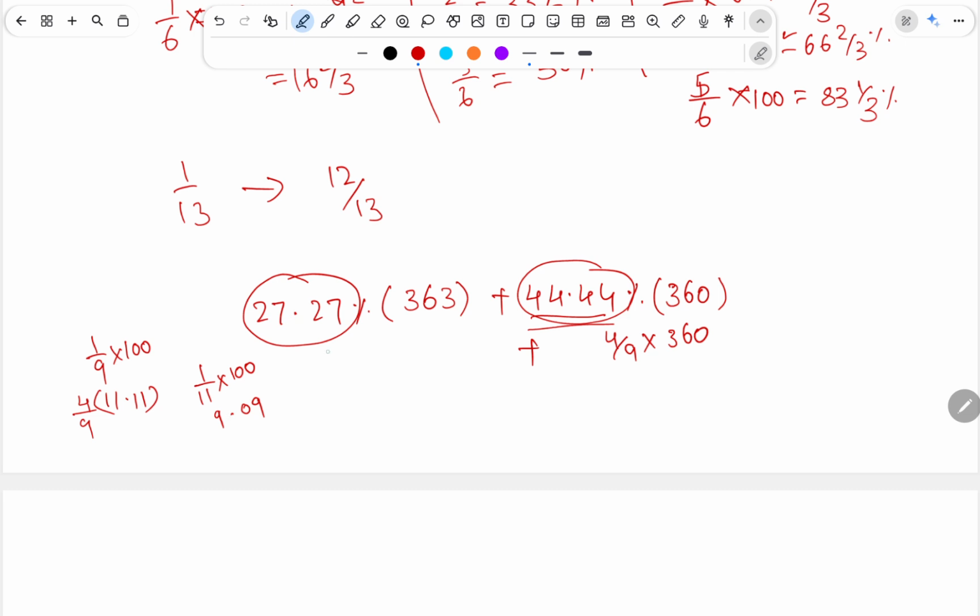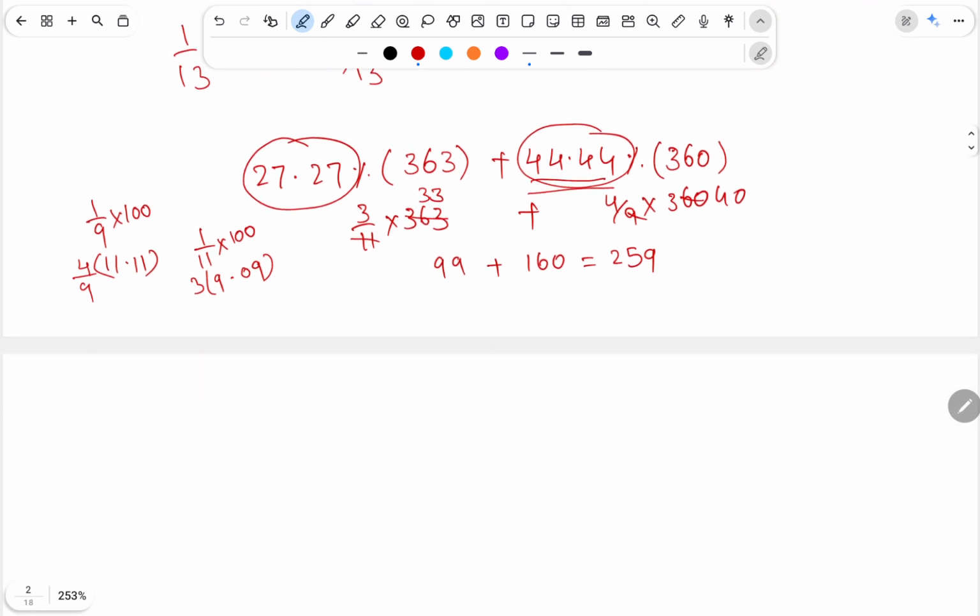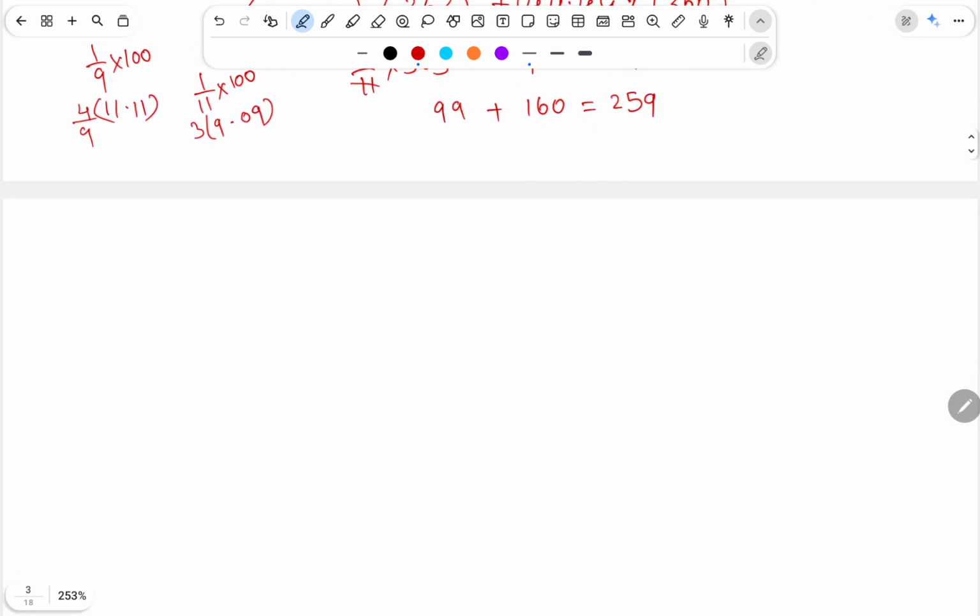So 27.27 multiplied by 3 means 3 by 11. So 3 by 11 into 363. Now how many times does it go? 33 times. Means 99 plus 99, 440 is 160. So total answer 259. So 259 is our answer.